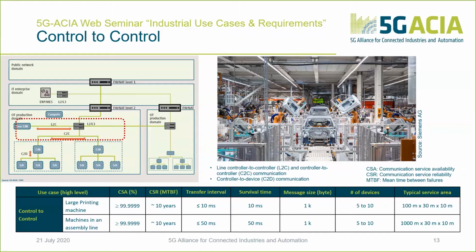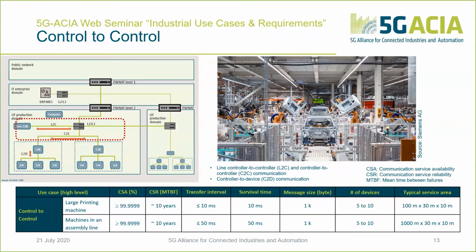And in general, this use case has very high requirements in terms of latency and service availability. The second type of use case is multiple individual machines that perform a shared task. For example, you can imagine the machines on an assembly line. They need to communicate with each other to perform a certain task, like coordinating the handover of a component from one machine to the other, and so on. In general, you can have 5 to 10 machine modules on this kind of assembly line, and the typical service area is around 100 meters by 30 meters by 10 meters.